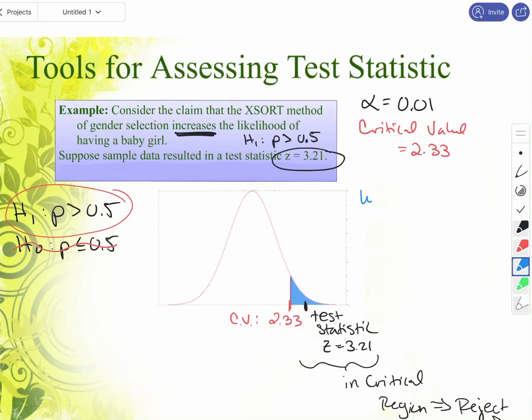One follow-up question to this before we move on. What if our test statistic was not 3.21? What if it was 1.65 instead? Well, 1.65 on the z-axis down here would put us over here.